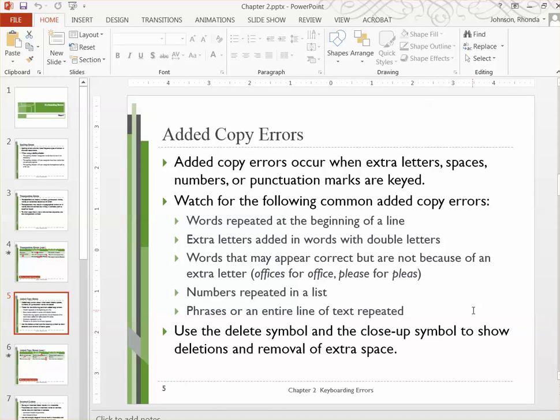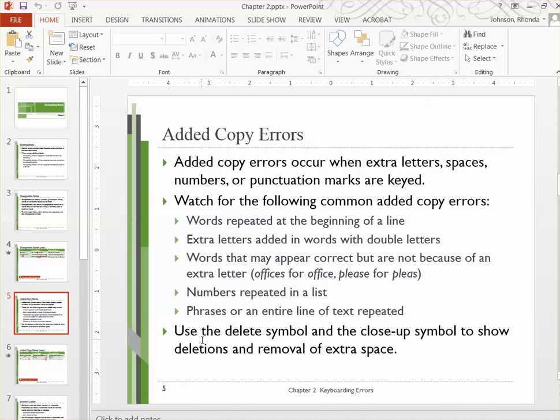Okay. Numbers repeated in a list. This is a common thing to do when you're putting a column of numbers in, and then sometimes you'll put a duplicate, kind of the same way that I would put the 2 thes at the beginning of a sentence. It's easy to go ahead and repeat numbers that you really don't mean to.